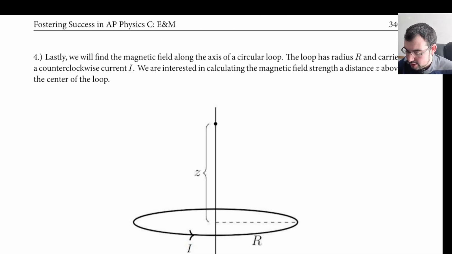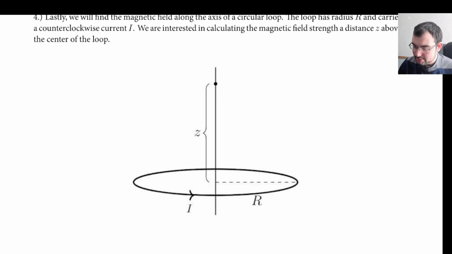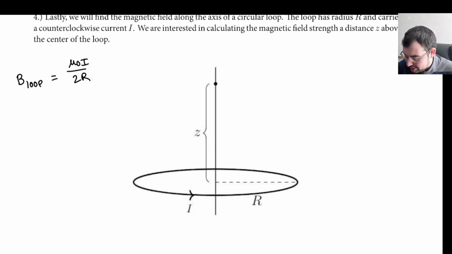So lastly, we're going to use our current loop. Remember, we said B at the center of a loop was mu naught I over 2r. So what if instead of being at the center of the loop, we're displaced some distance above its central axis? This should bring back some memories from a few sections ago when we did the ring of charge. We'll have some ideas as to what is going on here. So this is one that's kind of interesting.